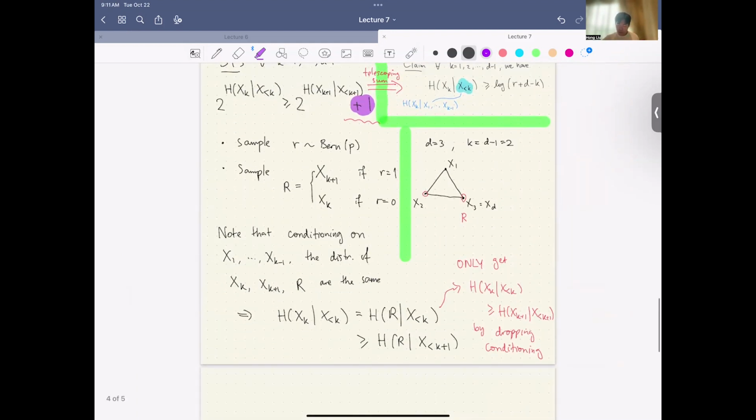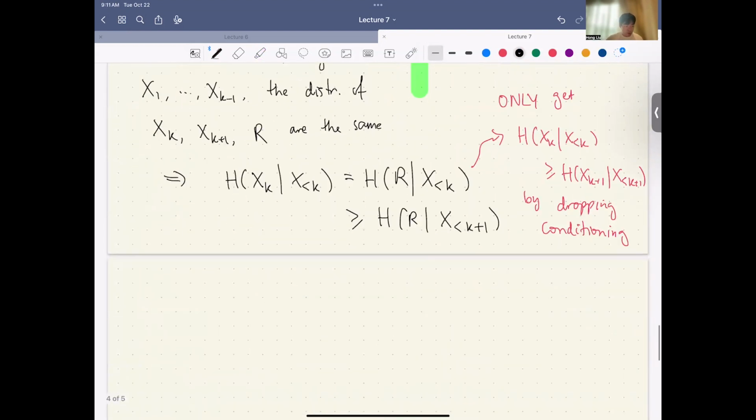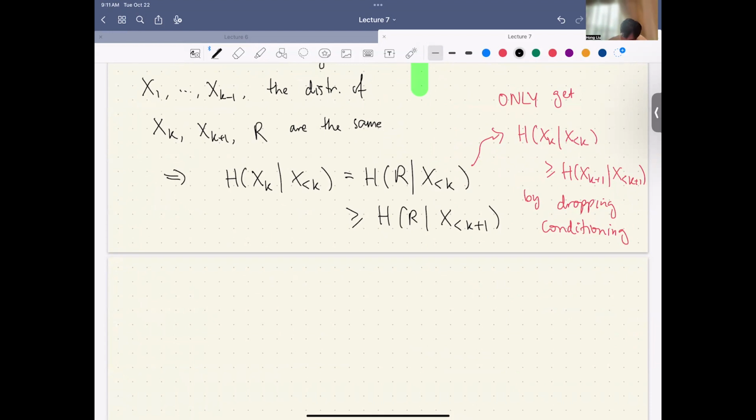To do that, let's estimate, we're going to make use of this little r and capital R. Now let's estimate this joint entropy. Consider this entropy H, the entropy of this random vertex and little r, conditioning on the previous ones.